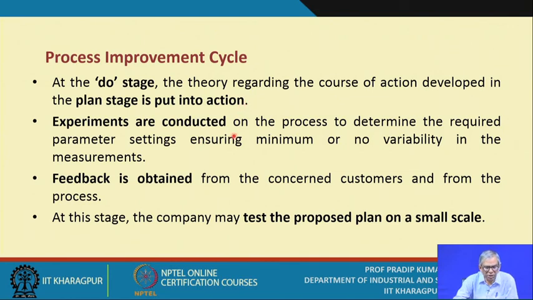Okay, so experiments are conducted on the process to determine the required parameter settings, ensuring minimum or no variability in the measurements. That is very, very important. And feedback is obtained from the concerned customers and from the process. That means the experiment is conducted on a particular sample of the components or the sample of products. Okay, and then you just check to what extent you are able to meet the standards. Okay, and accordingly the process settings are determined.